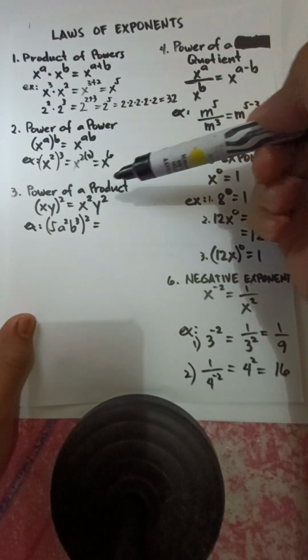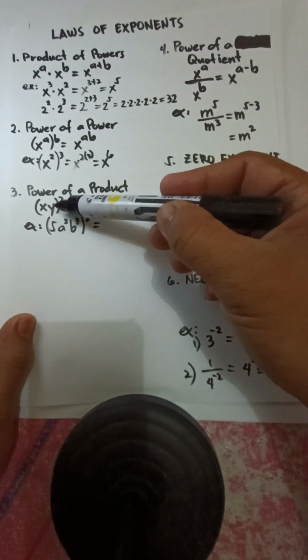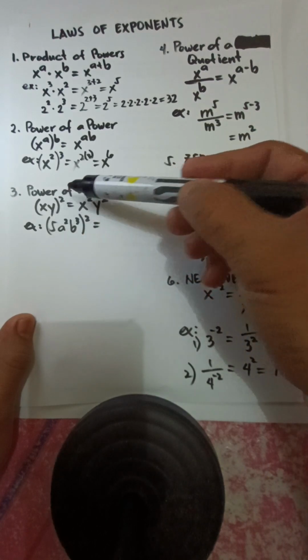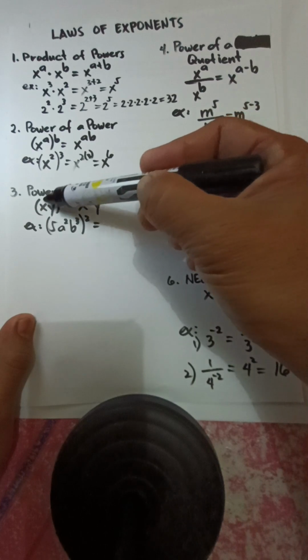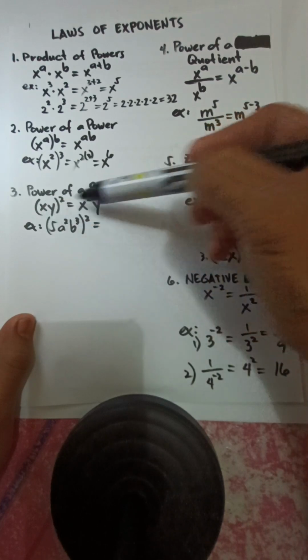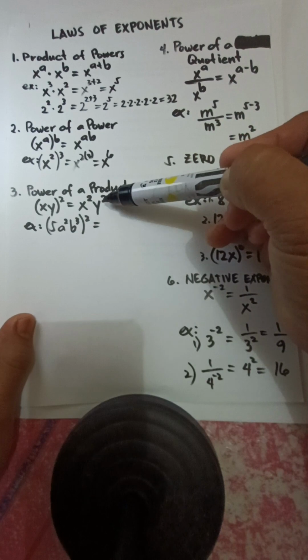Power of a product. xy raised to 2. That is equal to distribute the power of 2 to the x and y. So we have x squared, y squared.